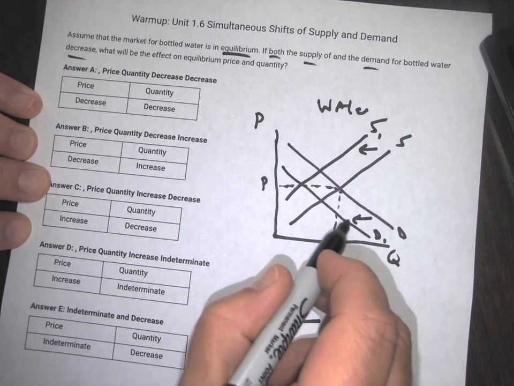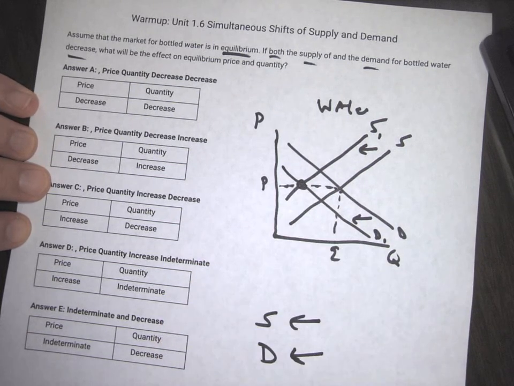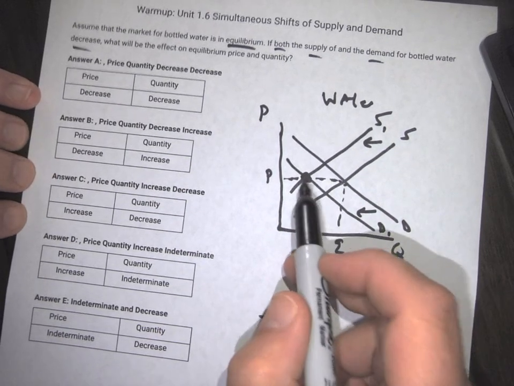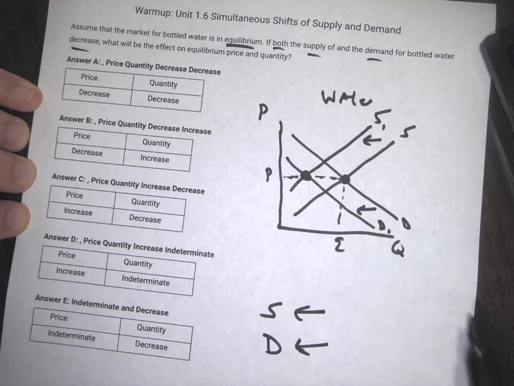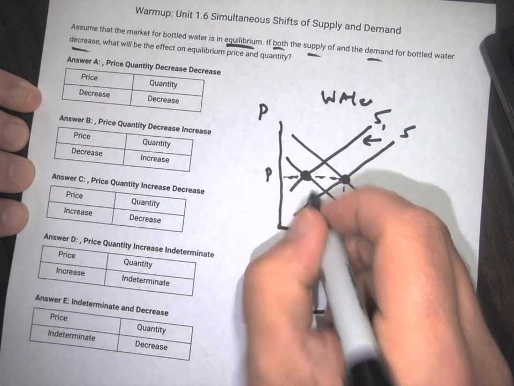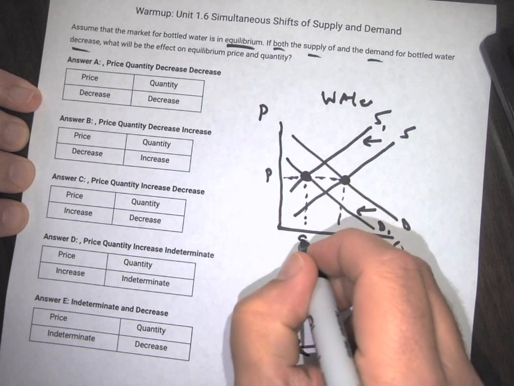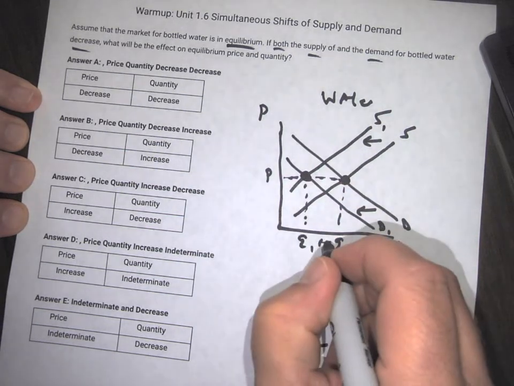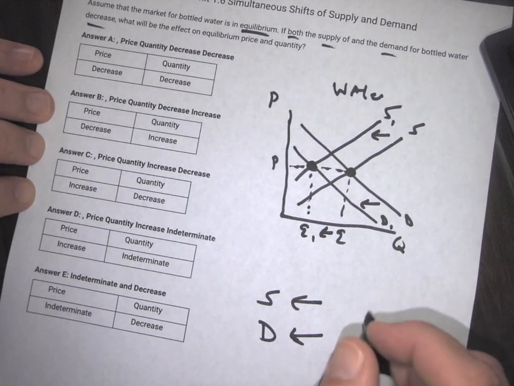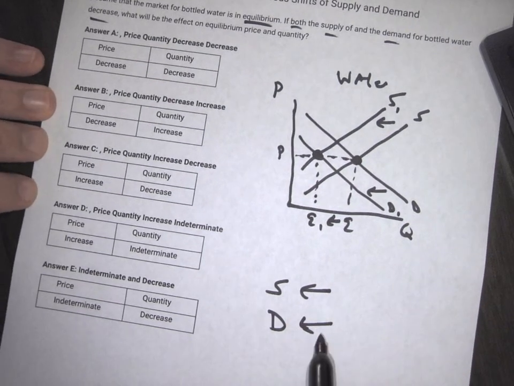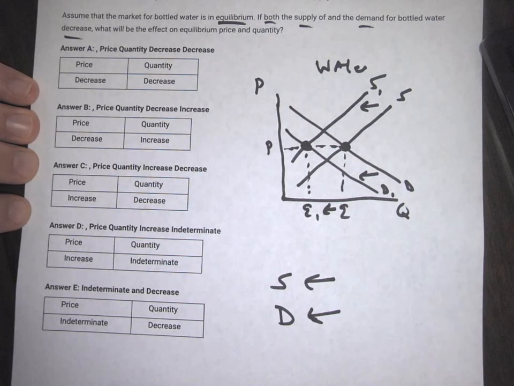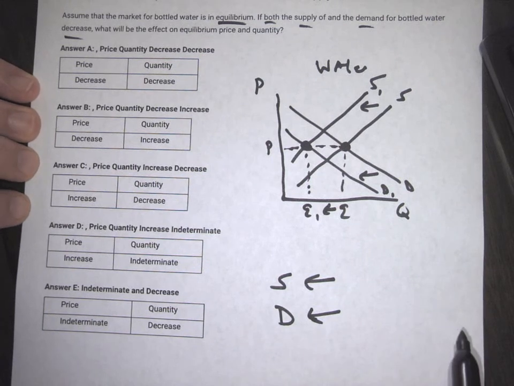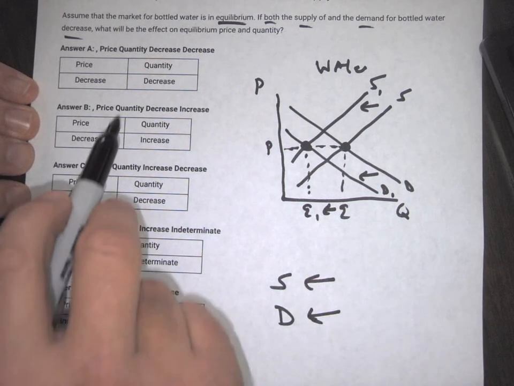Now D1, I go across here, and I find that it does that. Okay, so now I know that price didn't do anything because it's even with the original equilibrium. Quantity, however, decreased. So now I know supply decrease, demand decrease. That's going to lead to a price being, sorry, I just lost my word right there. Indeterminate. There we go.